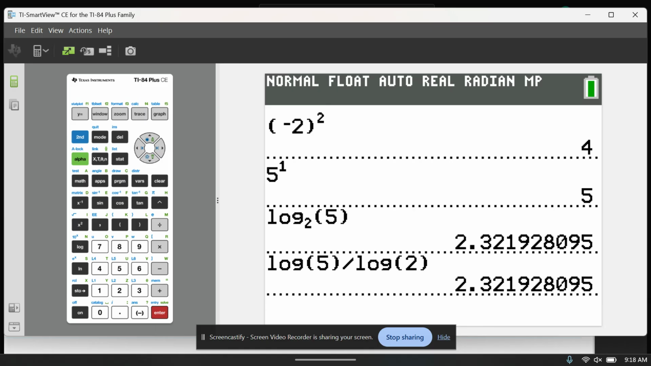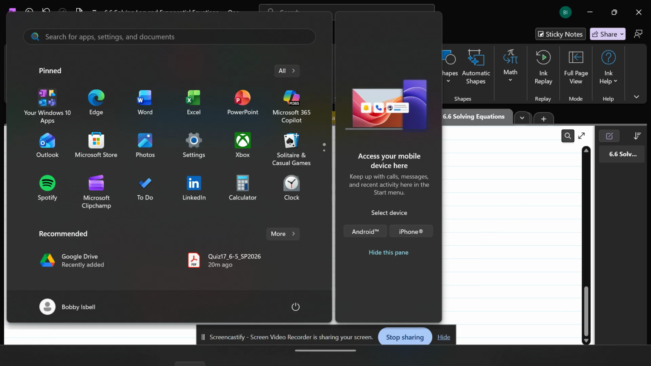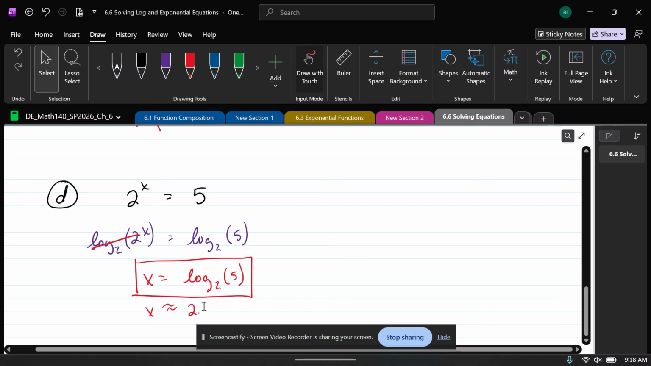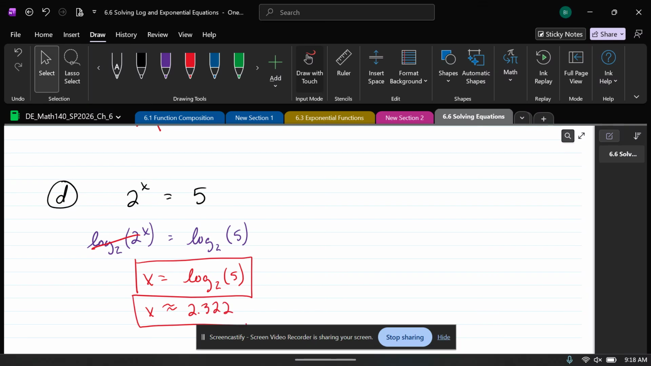What is the 1? Does it stay or go up? It goes up. So 2.322. That one wasn't too bad. Pretty nice.